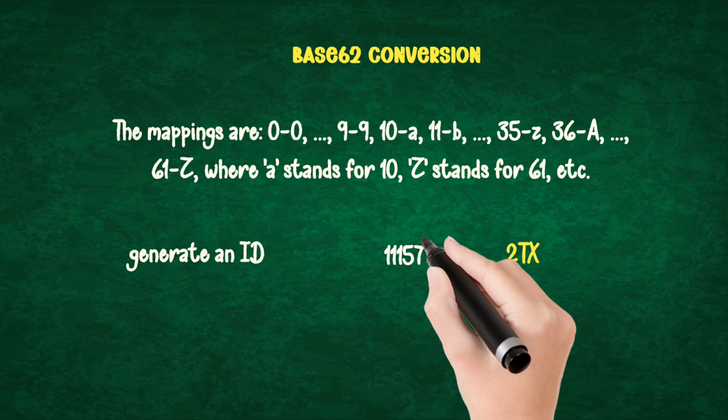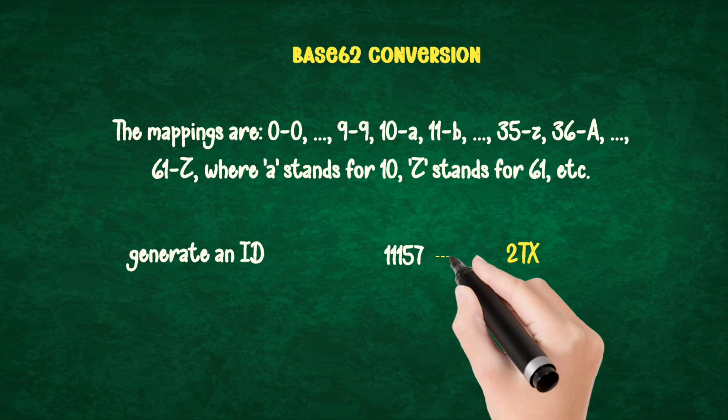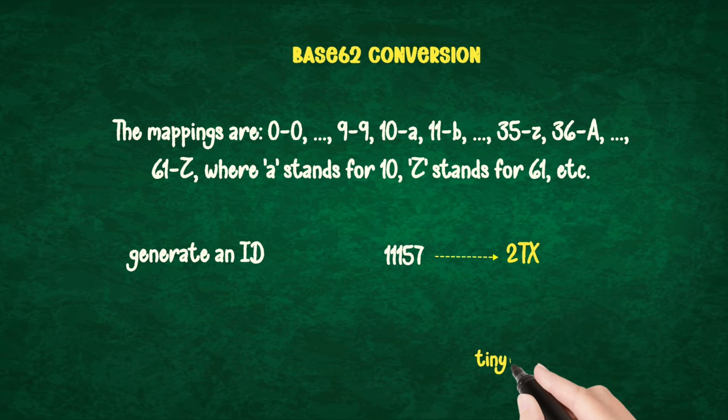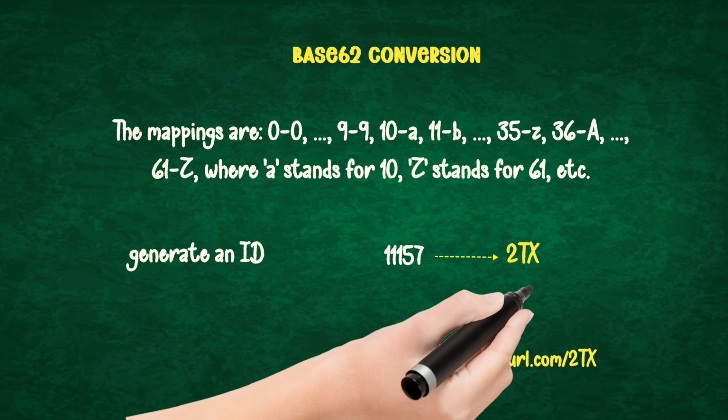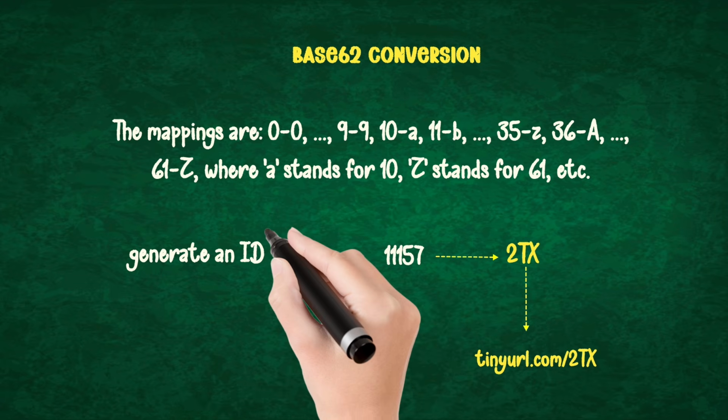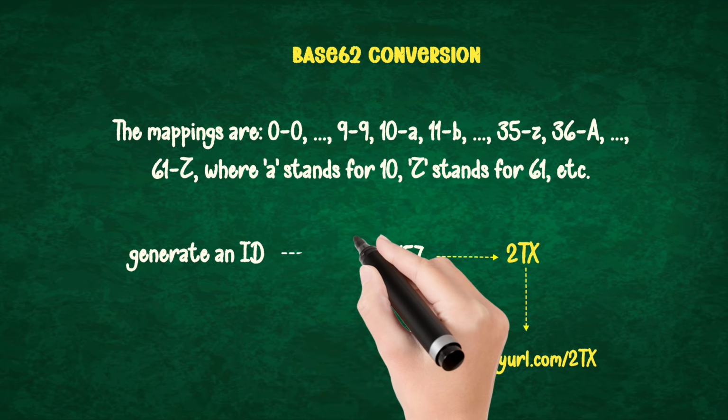So what will happen is you'll get an ID once you save the long URL in the database and you convert that ID into base 62. For instance, the ID returned from the database is 11157, which after base 62 conversion gets converted to 2tx, and that is returned as the short URL.